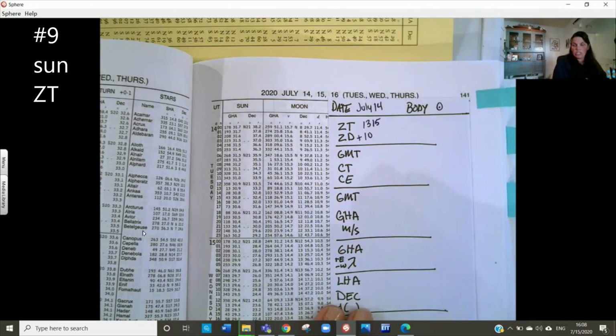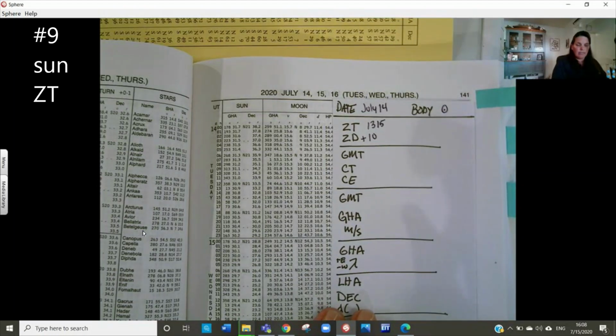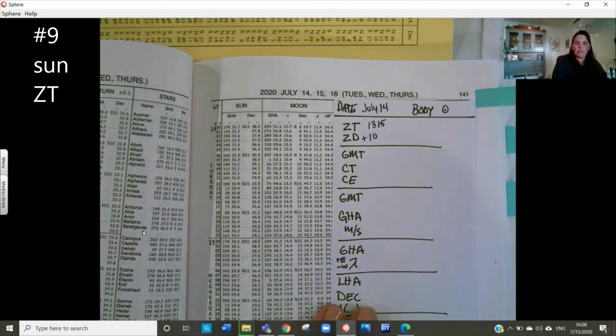We could also look in Bowditch at our zone description table. I think I have it in the Google Classroom as a reference if you want to check that out, but that gives you exactly from what longitude your zone descriptions change.